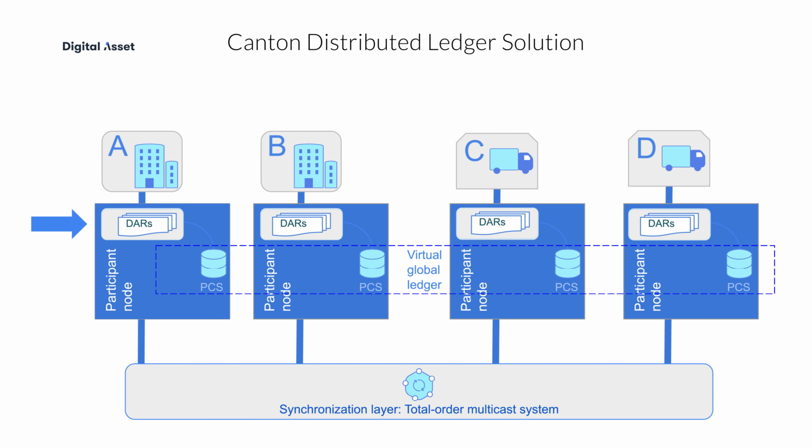For synchronization, participant nodes use the synchronization layer. The synchronization layer is a guaranteed total order multicast system that ensures consistency of message ordering and delivery between participant nodes. It resolves the reconciliation problem and also offers some other identity and transaction coordination services. This layer can run on a traditional SQL-based system, such as Oracle or Postgres, or on a blockchain platform, such as Hyperledger Fabric or Besu.